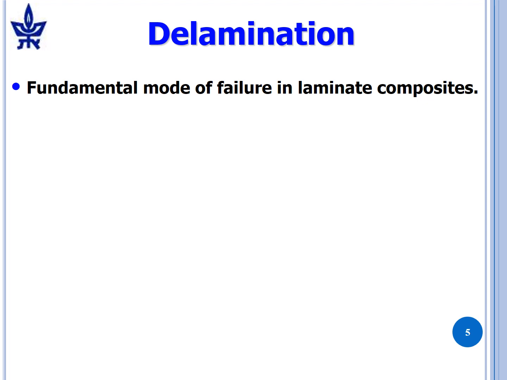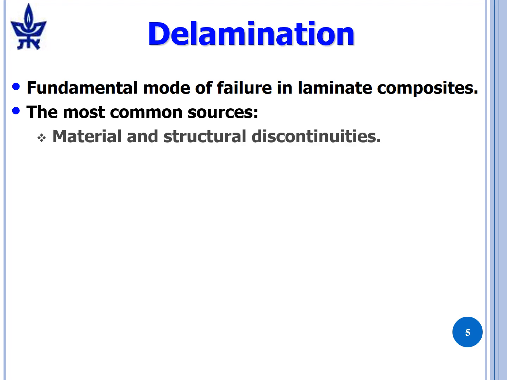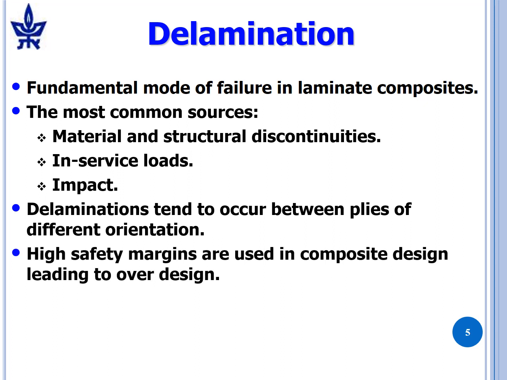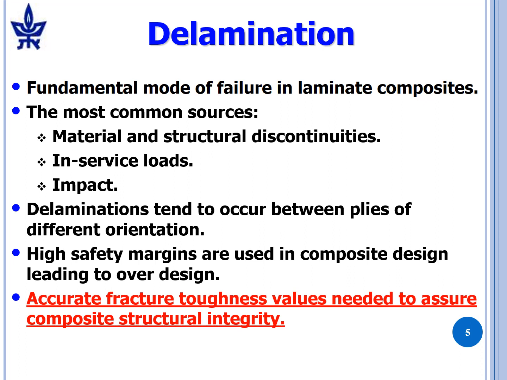Delamination is a fundamental mode of failure in laminate composites. The most common sources are material and structural discontinuities, in-service loads, and impact. Delaminations tend to occur between plies of different orientation, and as a result of their difficulty, high safety margins are used in composite design, leading to over-design. So if we have accurate fracture toughness values, we can assure composite structural integrity, and this is our aim.